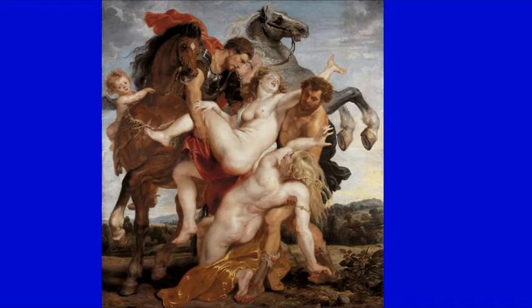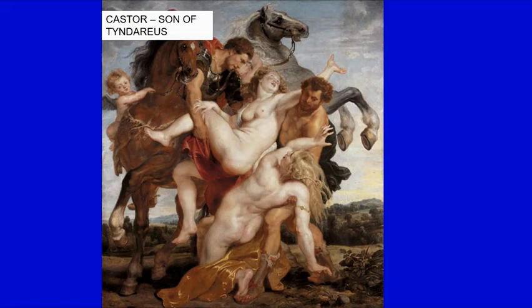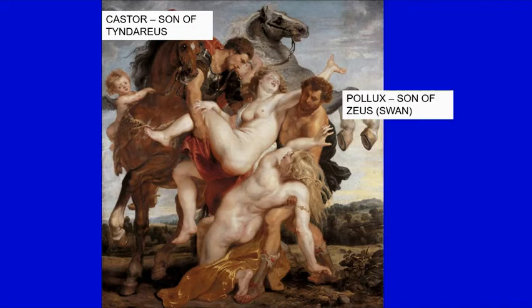All right, so let's identify the people in here. That guy right there is Castor. He's the son of Tyndareus, the king, and he was a metalsmith. He made armor, so that's why he's wearing armor. Also, notice that there are two horses in this picture. One horse is calm and the other horse is going wild. Castor was known for taming horses, so that's why his horse is calm. The other guy without a shirt is Pollux. He's the son of Zeus, whose father was disguised as a swan during the conception. And then Hilaera is that woman there, and that is Phoebe.